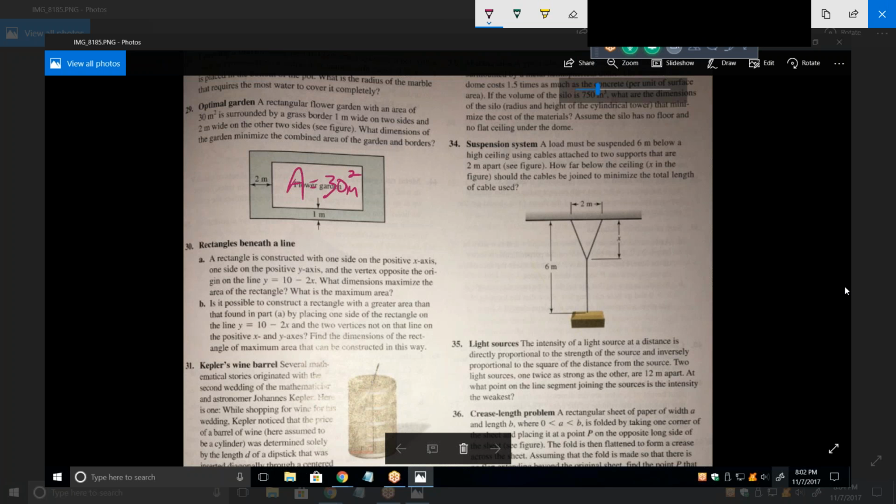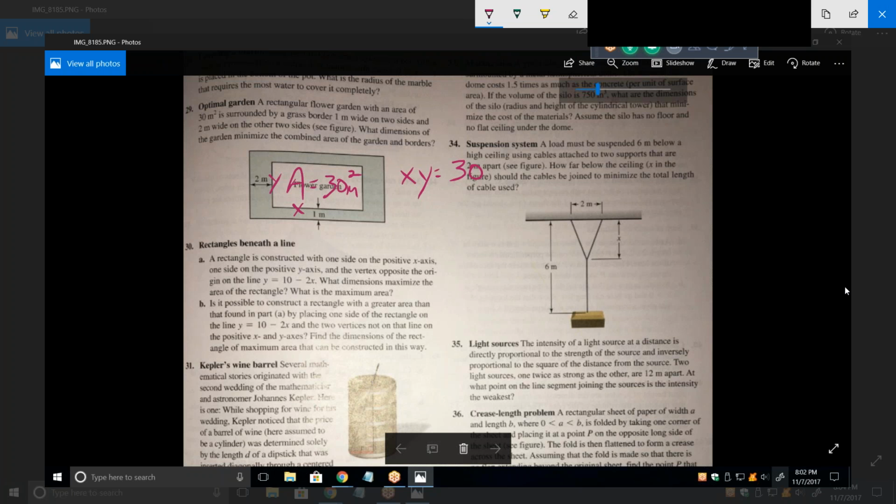Would it be like 2x, well, plus like 1y? Or let's put some variables on here. Let's make the length x and the width of that garden y. Okay, so the one thing we know is that xy is equal to 30.